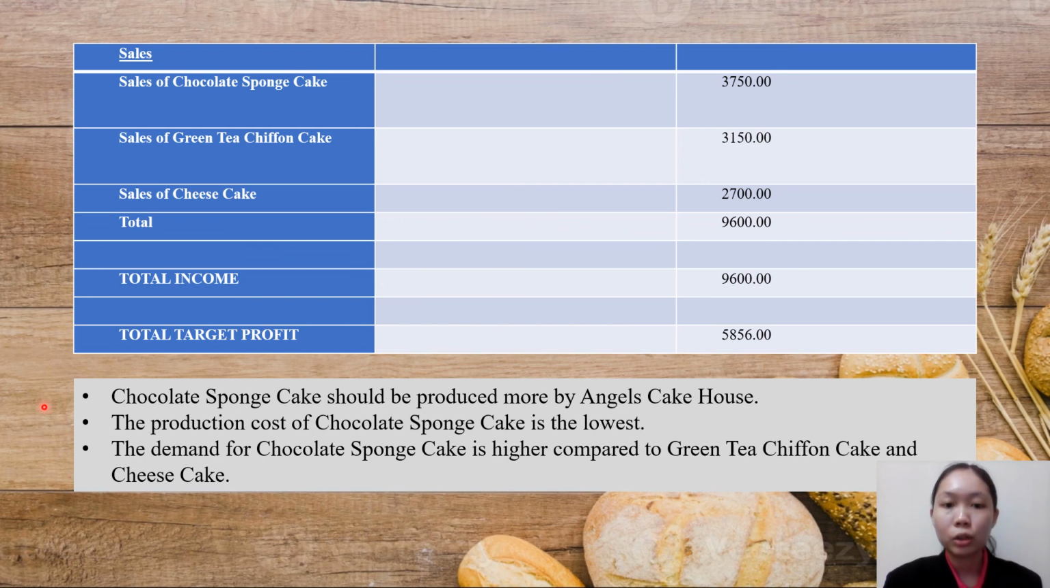Chocolate sponge cake should be produced more by Angel Cake House. This is because the production cost of chocolate sponge cake is the lowest, and based on the budget proposal, the demand of chocolate sponge cake is higher compared to green tea chiffon cakes and cheesecakes.